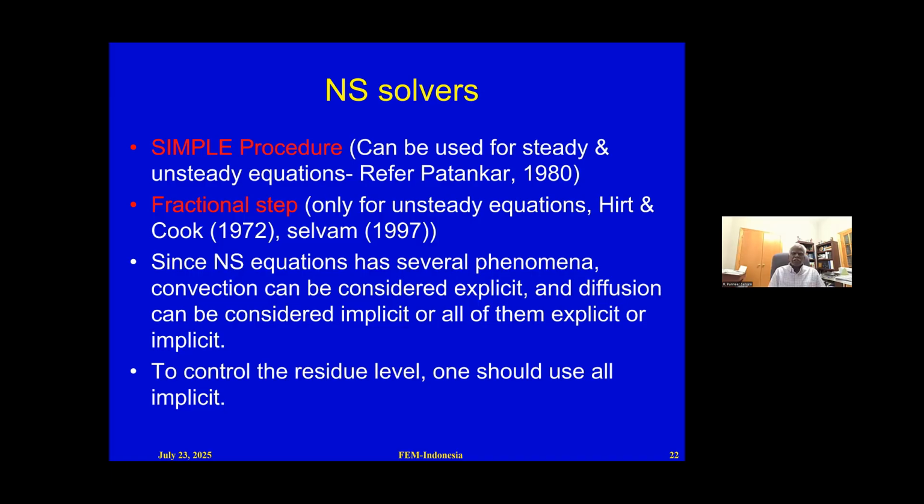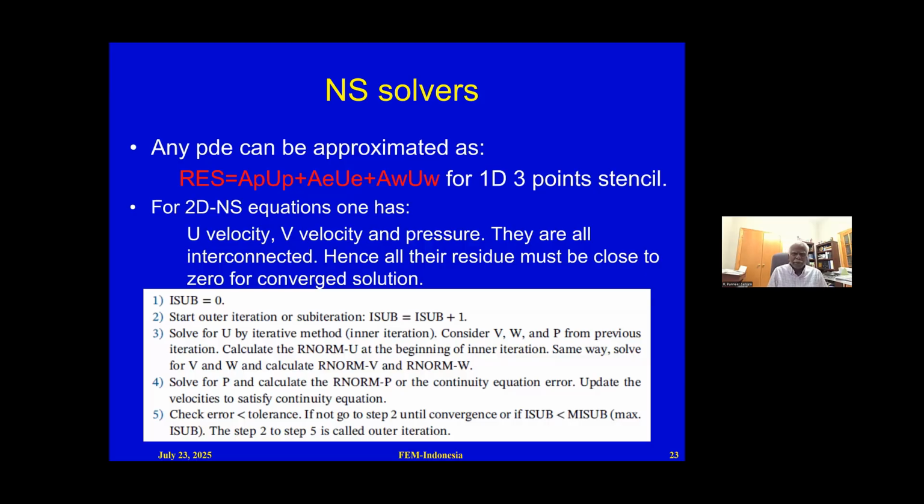But to control the residue, that means the error, clearly one should solve all the variables implicitly. Any PDE, whether finite element or finite difference, can be approximated, and then you can calculate the residue. For a one-dimensional problem I try to show this. For the 2D Navier-Stokes equations, one has U velocity, V velocity, and pressure. They are all interconnected. Hence all the residues must be close to zero for convergence if you really want a reasonably accurate solution.